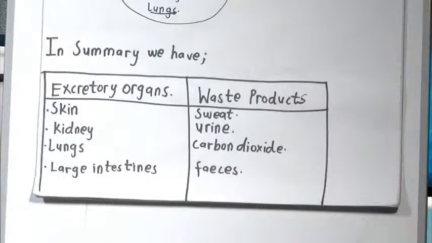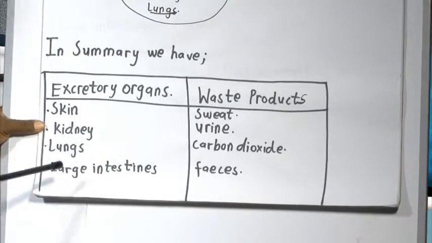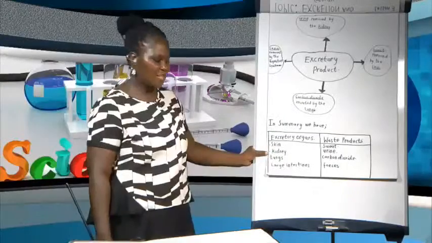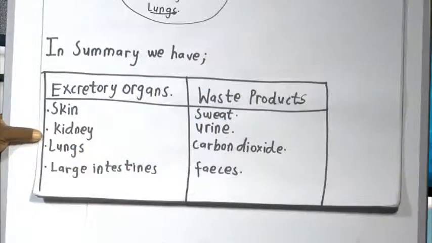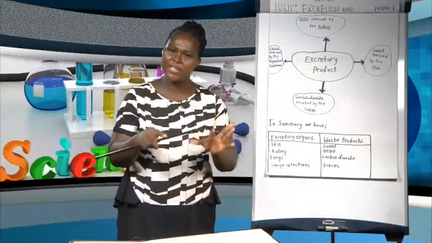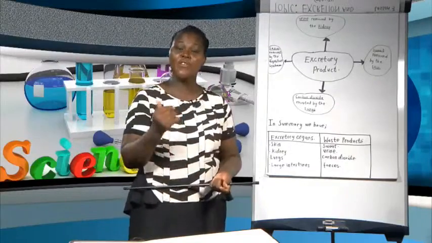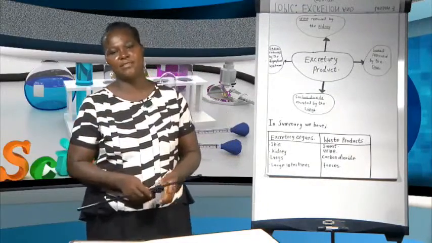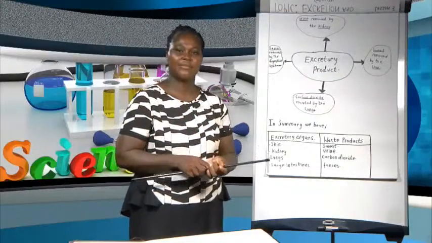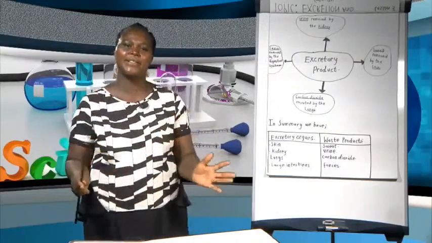A waste product. Kidney also excretes what? Urine. Kidney excretes urine. And we shouldn't keep urine in our bodies for a long time. It's a waste product. So when you feel like urinating, go and do it nicely. If it stays in your body, it can cause harm to your body.